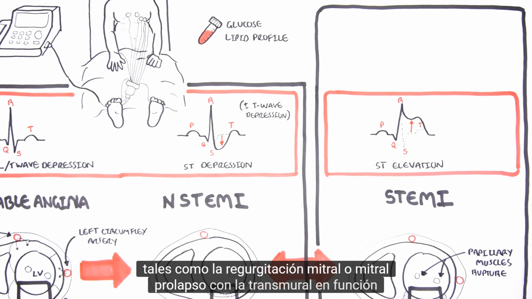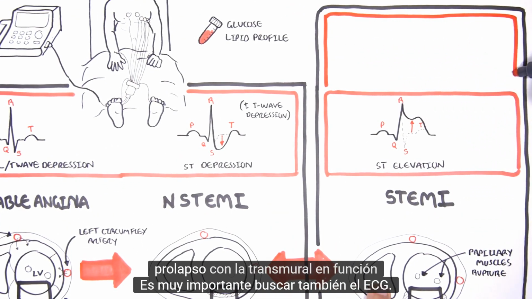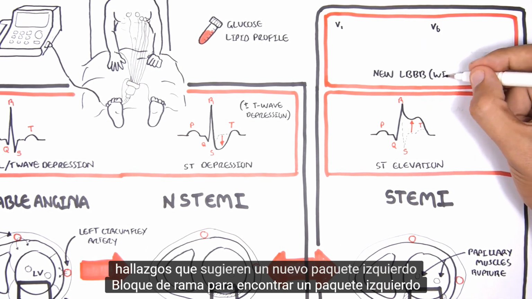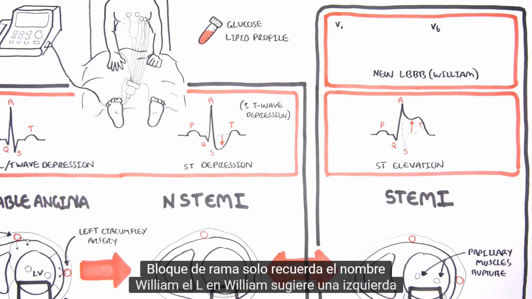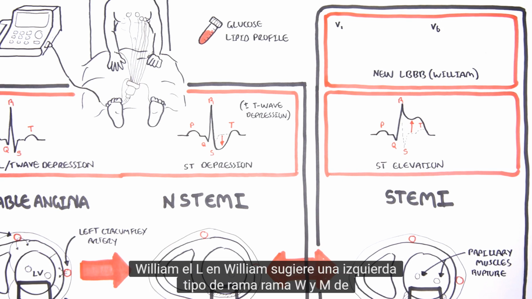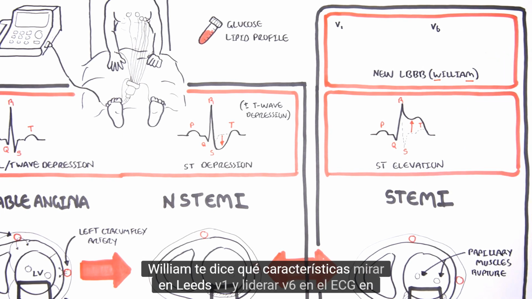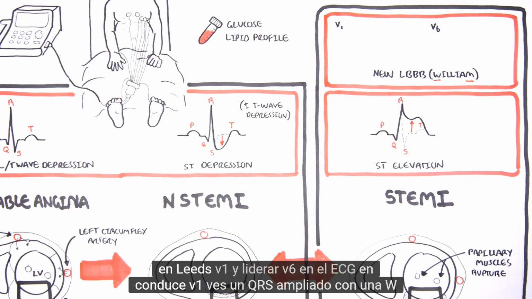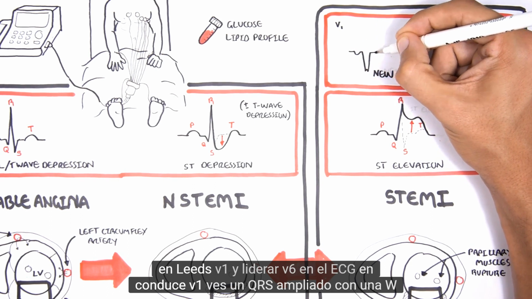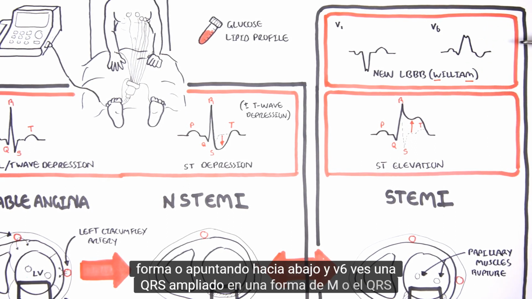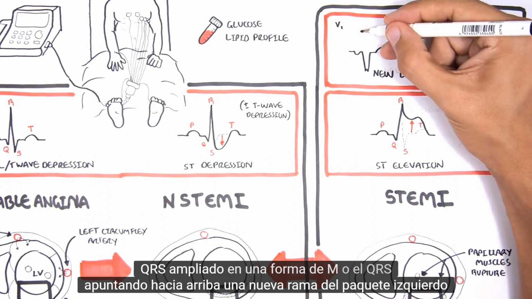With a transmural infarction, it is very important to also look for ECG findings which suggest a new left bundle branch block. To find a left bundle branch block, just remember the name William. The L in William suggests a left sort of bundle branch. The W and M of William tells you what features to look at in leads V1 and V6 on the ECG. In leads V1, you see a widened QRS with a W shape or pointing down. And V6, you see a widened QRS in an M shape or the QRS pointing up.